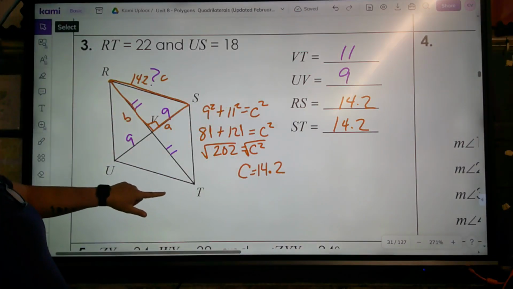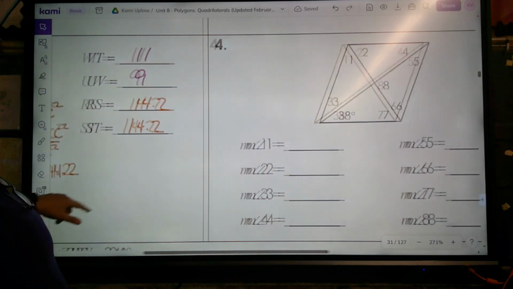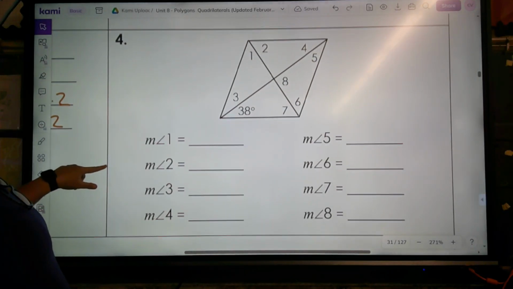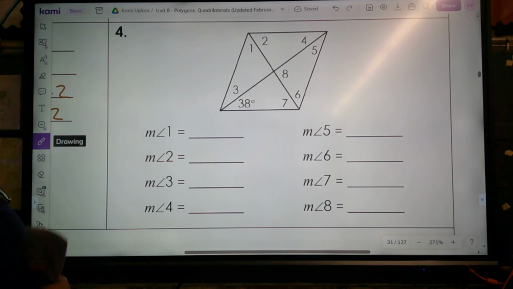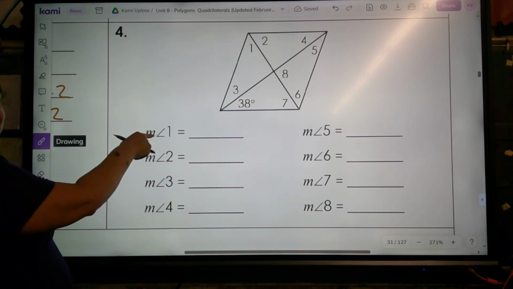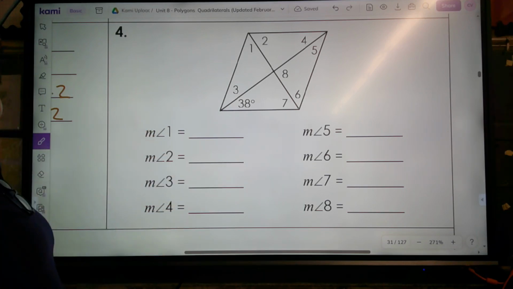All right? Before you come get a handout, do number 4. And then you're going to get a handout for number 5, because it uses both methods. All right? This one's all about angles. We see the angle symbol. That means our answer should have a degree symbol.